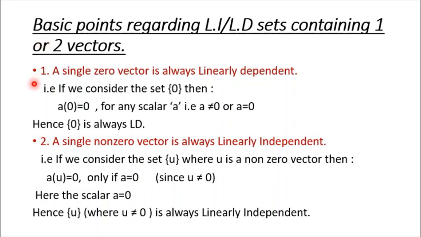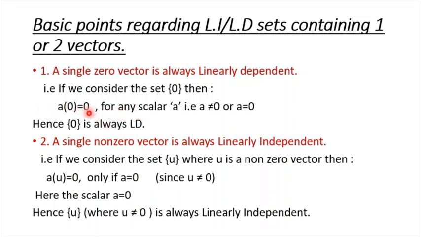The first one is a single zero vector is always linearly dependent. That means if I consider a set containing 0, that means this set has only the 0 vector, then what can it be? It is linearly dependent. Why? Because only one vector is there, so take one scalar a. Write the linear combination a into 0 is equal to 0. This equation will be true if you take a as 0 or even if you take a non-zero value also.